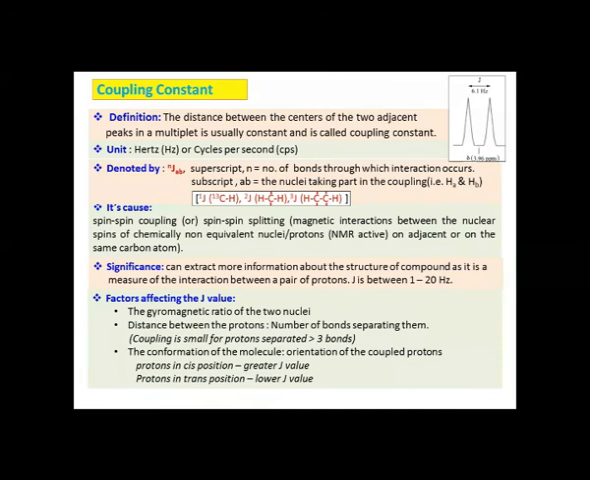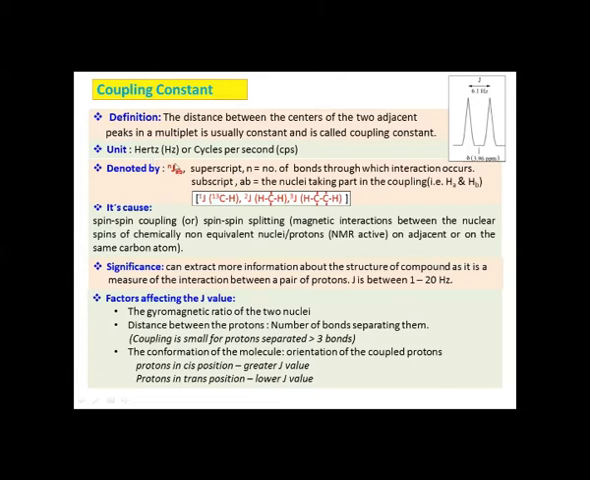Then let us define what we mean by coupling constant. The distance between the centers of two adjacent peaks in a multiplet is usually said to be a coupling constant, that remains a constant. The units for coupling constant are expressed in hertz, otherwise cycles per second. And how is it denoted?